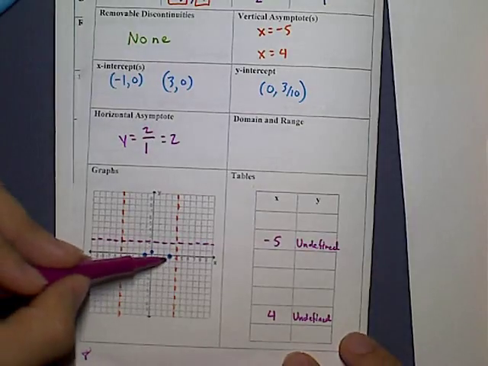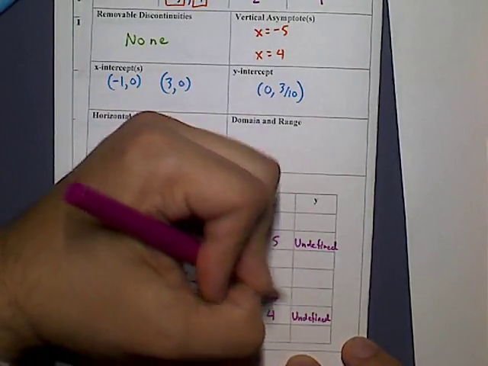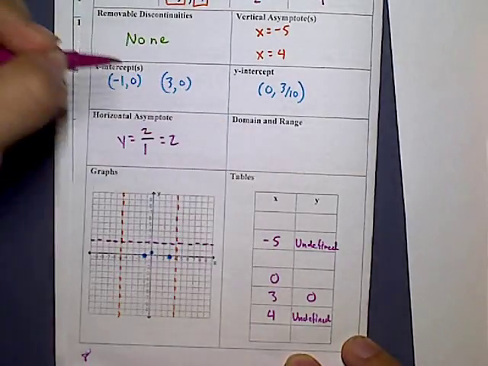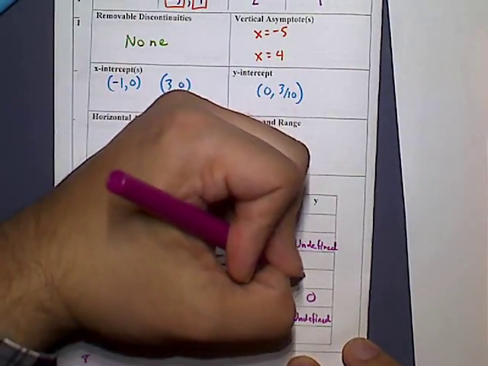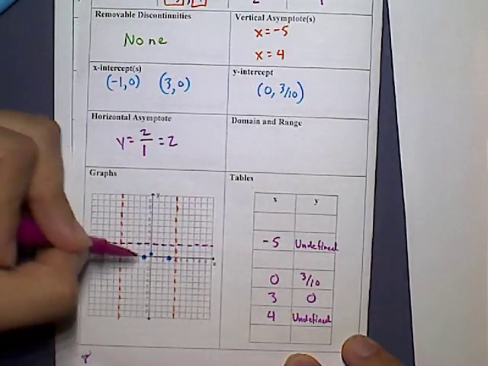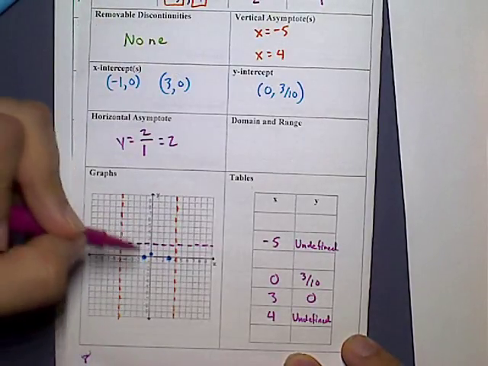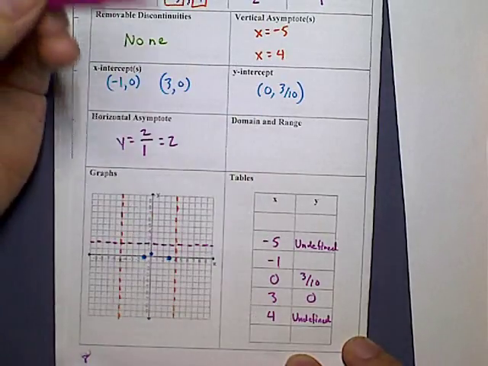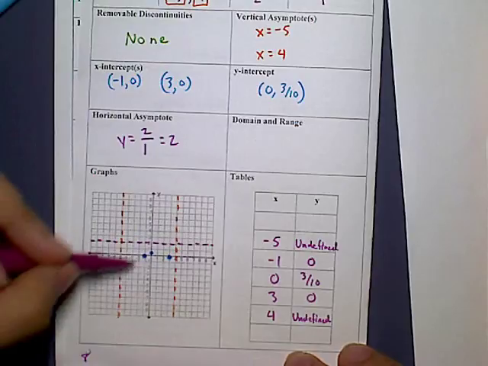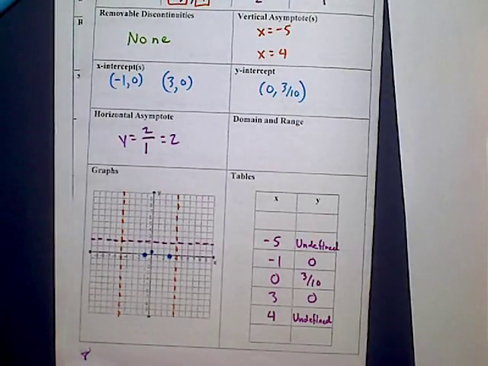And let's see here. We have an x-intercept at 3, 0. We have a y-intercept at 0, 3/10. We have another x-intercept here at -1, 0. And it looks like I ran out of room for this other point. It's all right. I can plot that later on.